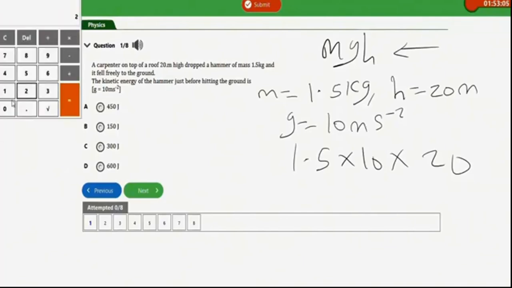So we have 20 times 10 times 1.5. So we have the output to be what? 300 joules. So that's option C. Let's wipe this and solve the next repeated question.